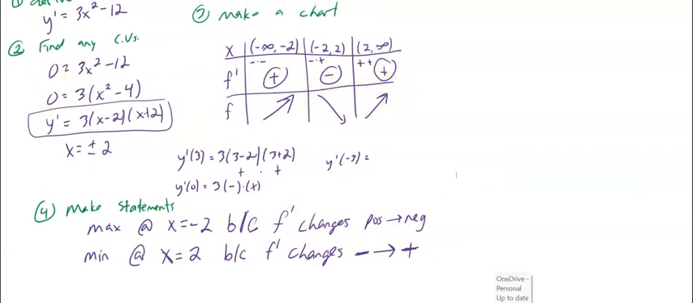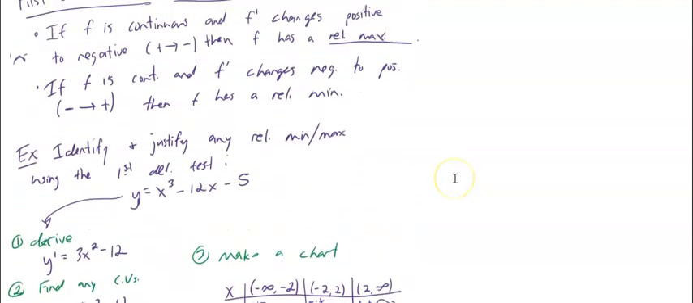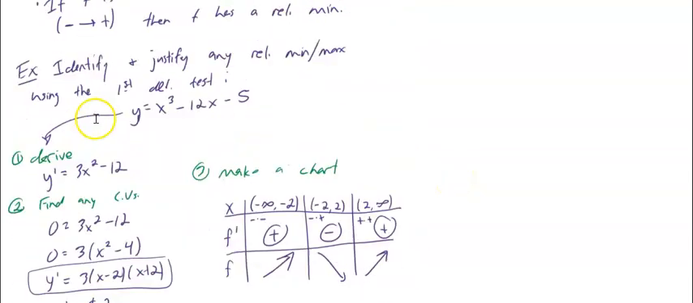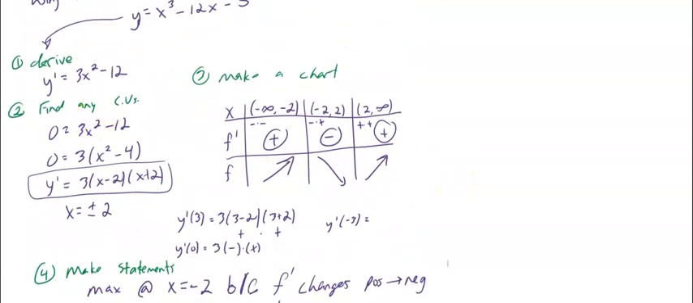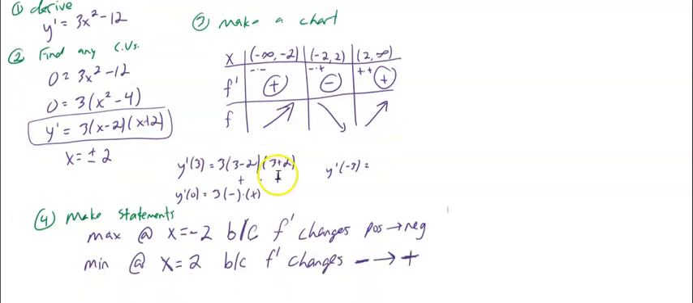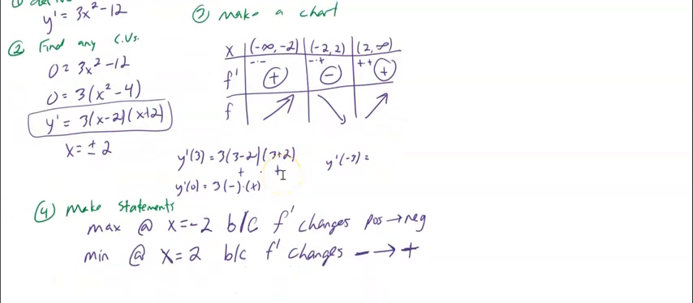One thing that is common here is for people to do the chart and then say, all right, I'm done. You have to make these statements because you have to connect it back to what the original first derivative test says. So hopefully you feel like this makes some intuitive sense and you can follow these steps and use the first derivative test to find mins and maxes on functions.